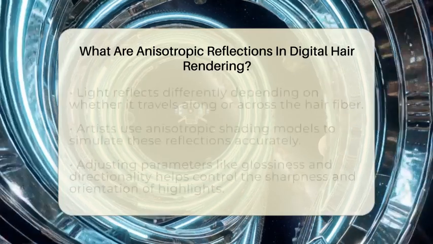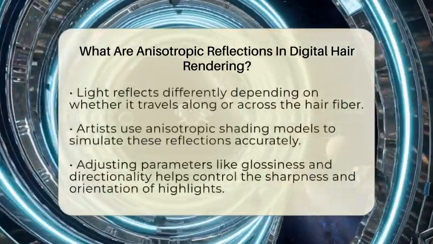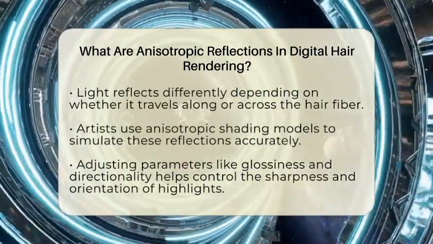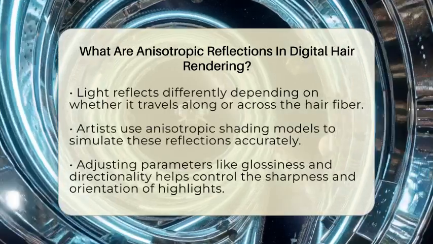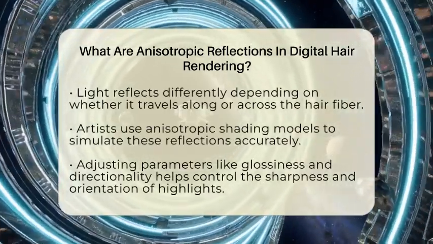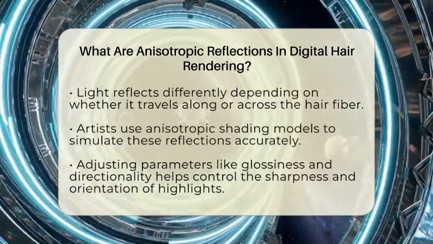or elongated. This effect happens because hair strands are cylindrical and have tiny surface fibers that run along their length. When light hits these fibers, it reflects differently depending on whether it's traveling along the strand or across it. This creates a shiny, glossy look that mimics real hair's natural sheen.